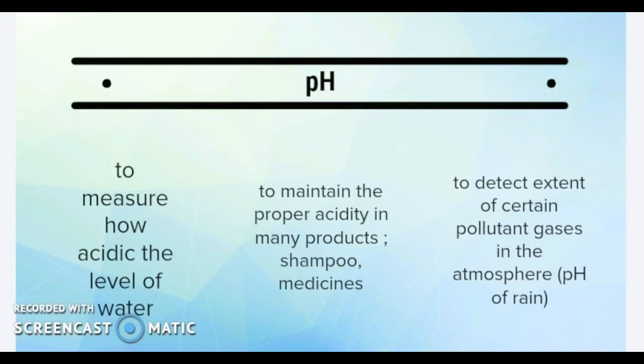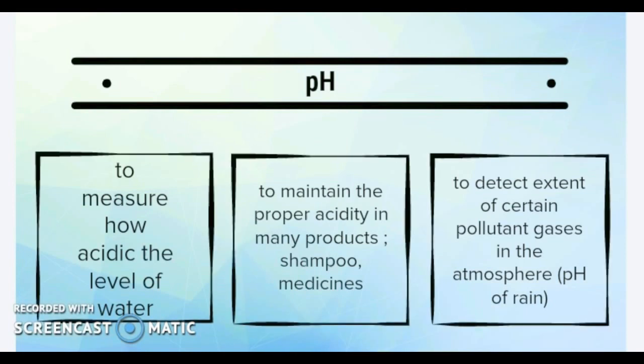Next is the importance of pH. pH is used to measure how acidic the level of water is, to maintain the proper acidity in many products such as shampoo and medicines, and to detect the extent of certain pollutant gases in the atmosphere, such as the pH of rain.